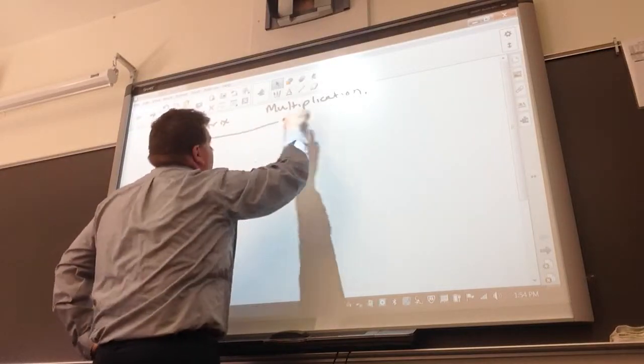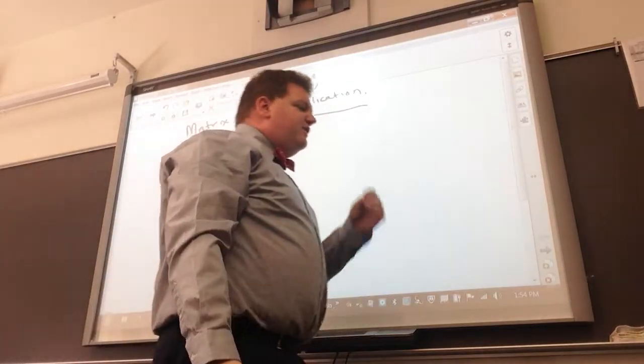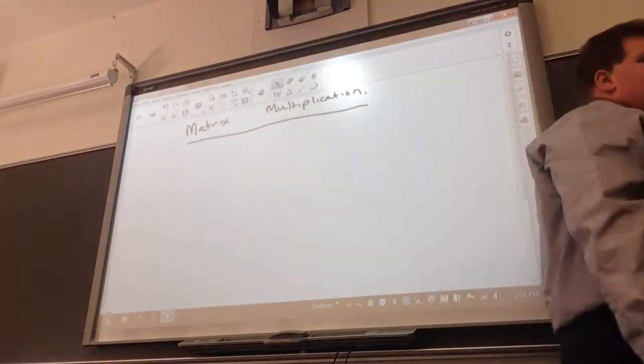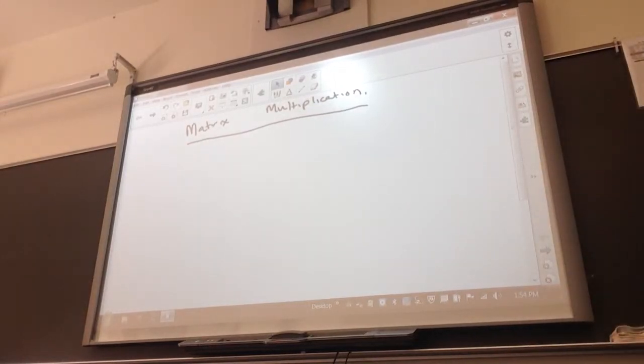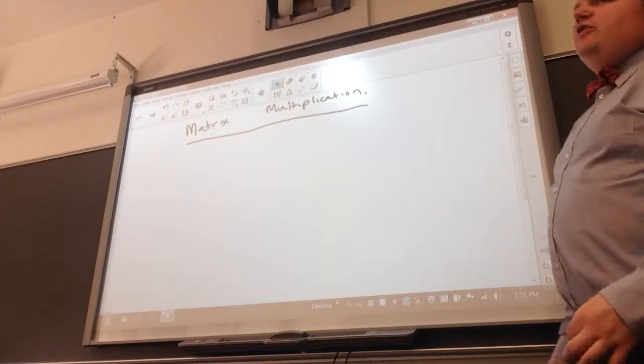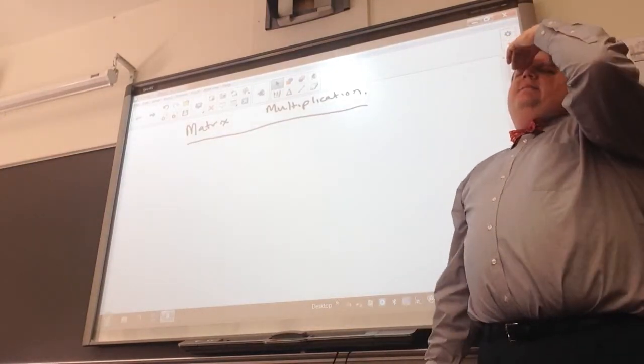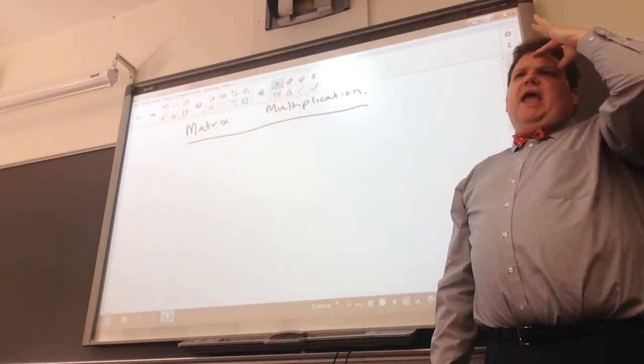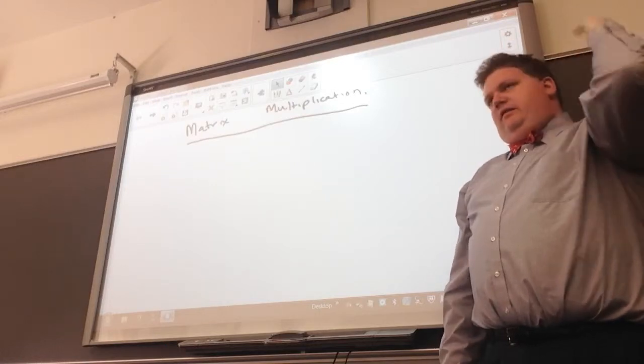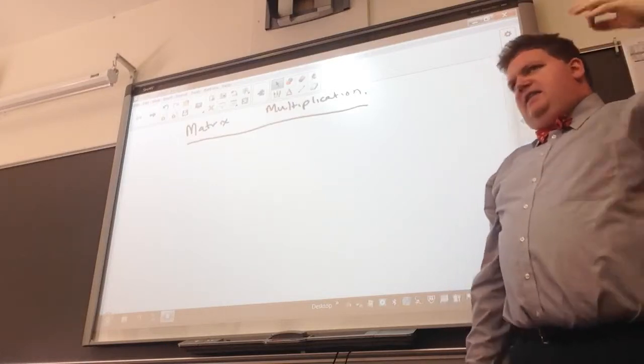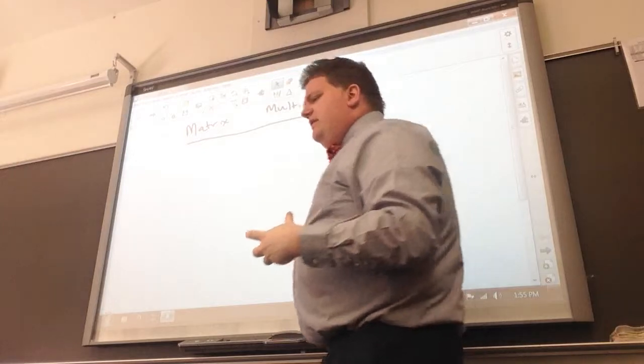Now, matrix multiplication is a little bit more involved than the addition, scalar multiplication, and transposition. With matrix multiplication, it's got some special requirements, and the actual process is more formulaic than anything else. Okay, and we're going to go through all this today.